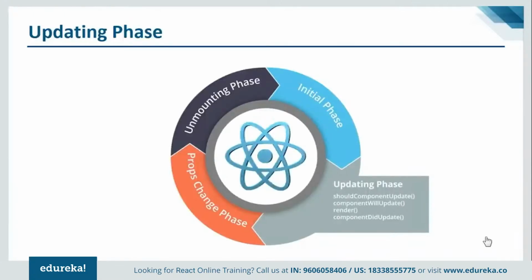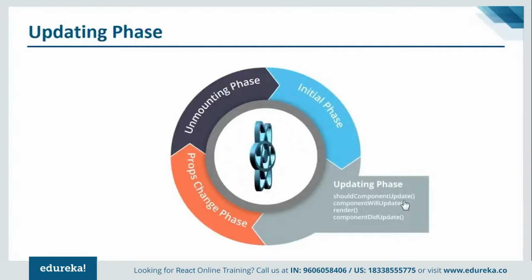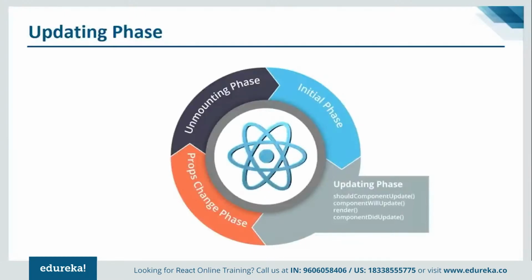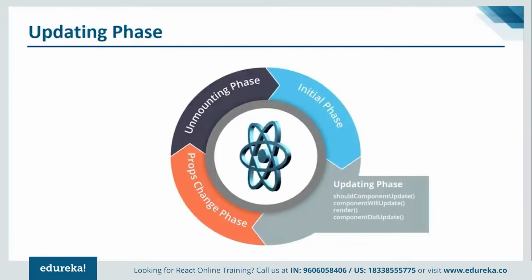So when a state change occurs, all of these methods get invoked in an order. Here our first method is the should_component_update method. Sometimes you don't want your component to update when a state change occurs. Now this method will allow you to control this updating behavior. If you use this method and return true, the component will update. Else it will skip the updating part.